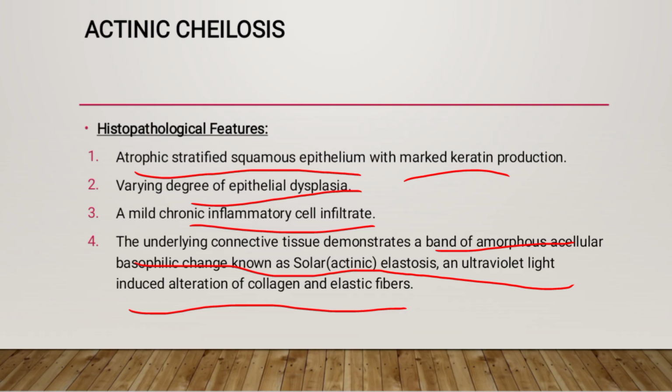So what they are saying is that the underlying connective tissue now looks like a band of amorphous, irregular, acellular basophilic change. This is solar elastosis, where UV light changes the collagen or elastin fibers. So amorphous acellular basophilic change occurs when the patient is exposed to UV.